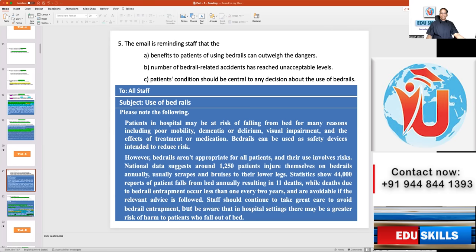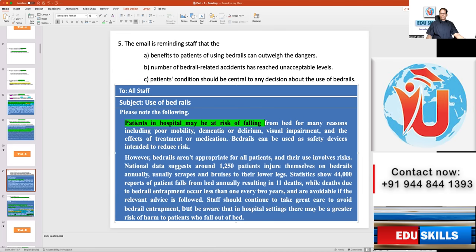Text to all staff, subject use of bed rails. Please note the following. Patients in hospital may be at risk of falling from bed for many reasons, including poor mobility, dementia or delirium, visual impairment, and the effects of treatment or medication. Bed rails can be used as safety devices intended to reduce risk. However, bed rails are not appropriate for all patients and their use involves risk.